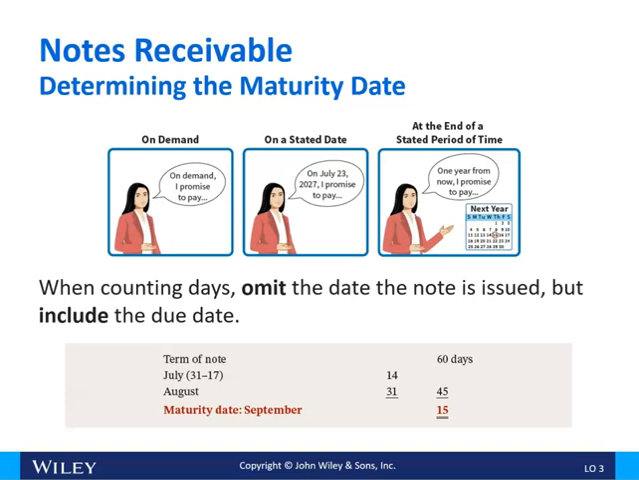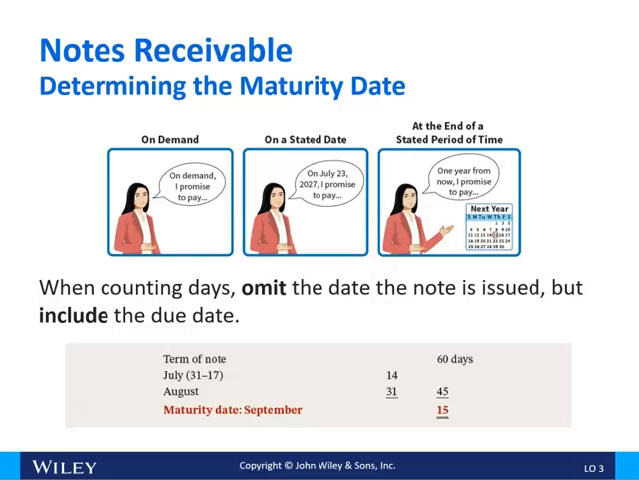How do you determine the maturity date? So we said the note receivable could be due on demand, which means the payee can demand the note be paid at any time. Or on a stated date, so it's when you state, this is the date I'm going to pay you, or at the end of a stated period of time. That's most common, and that's what we're going to talk about mostly.